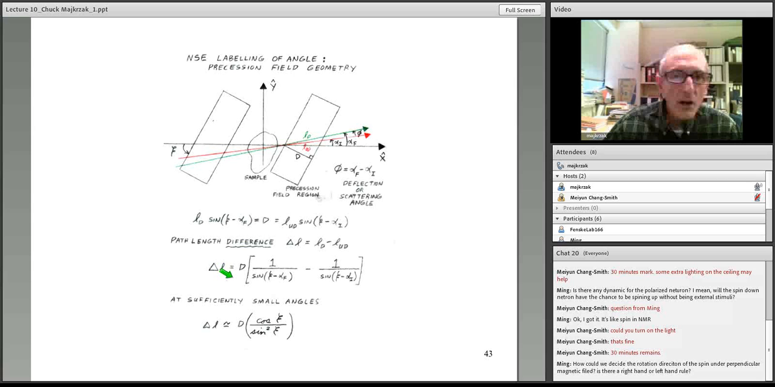We can arrange these precession regions in such a way that we can look at the scattering from a sample and have that scattering angle encoded by the amount of polarization change that's measured in the final beam in the detector, as opposed to what was incident.